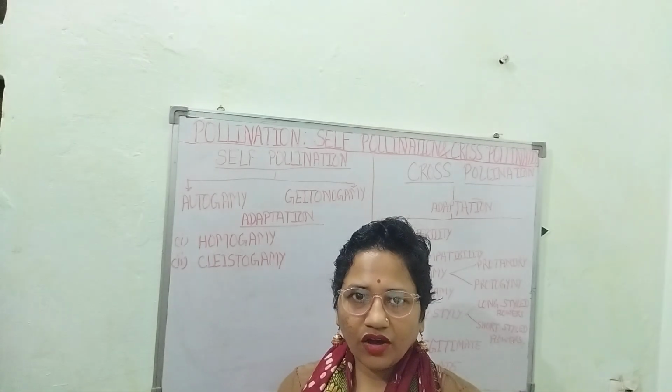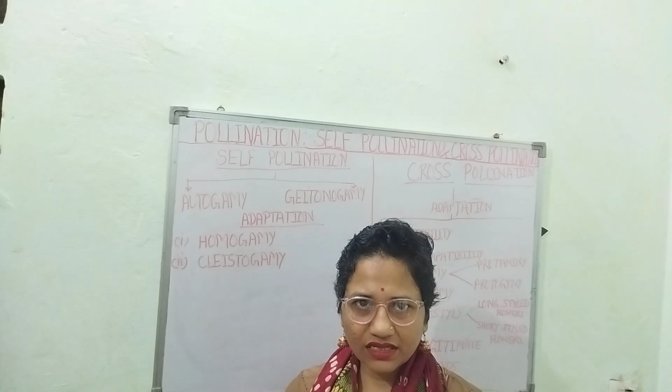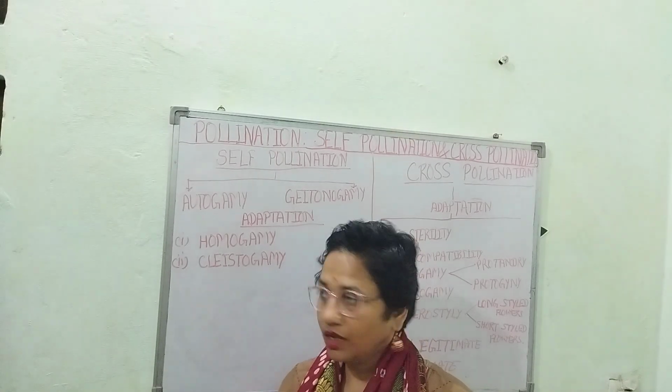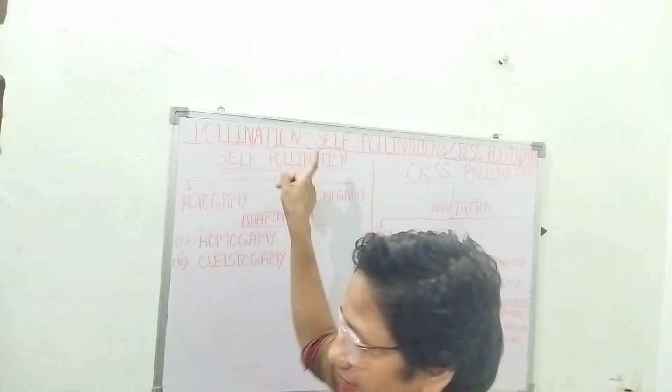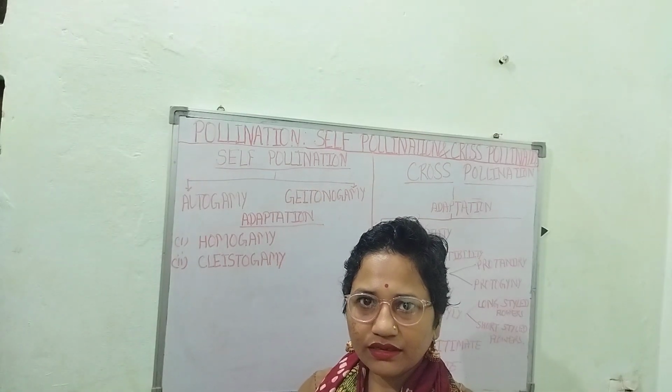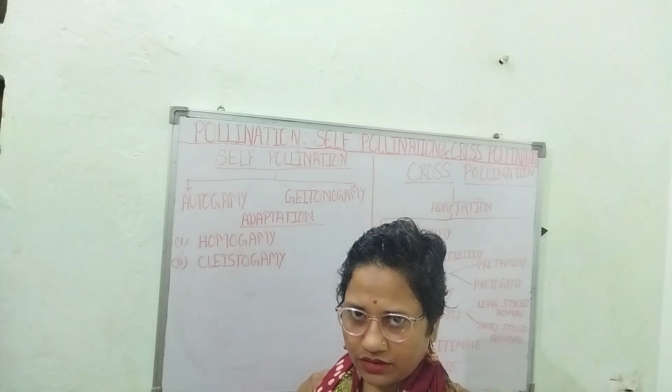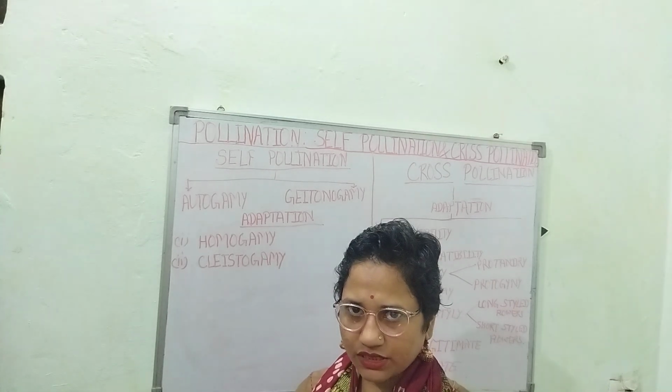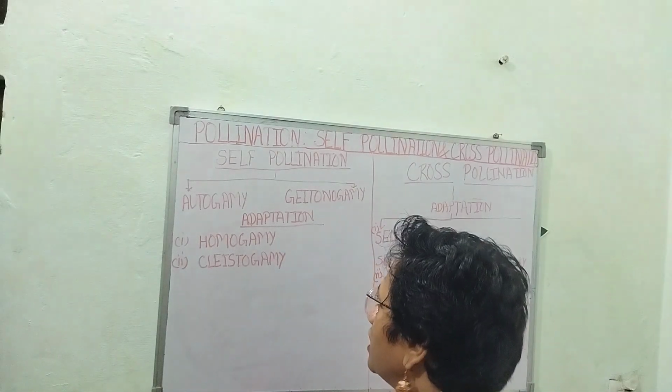Hello. Now, today our topic is pollination. What is pollination? Pollination is the transfer of pollen grains from anthers to the stigma. This is called pollination, and it is of two types: self-pollination and cross-pollination.